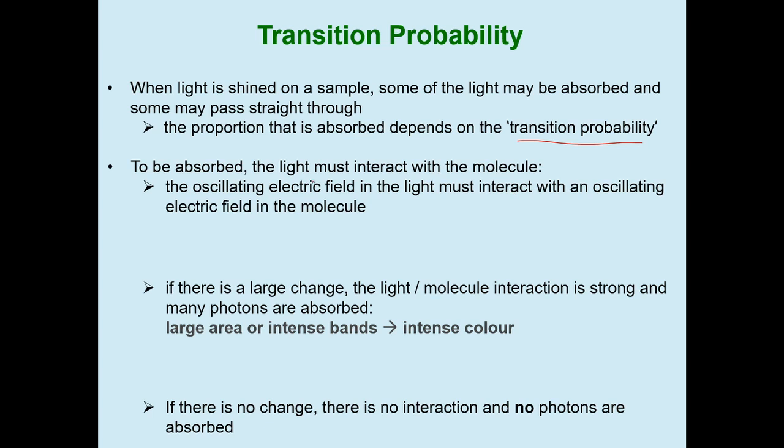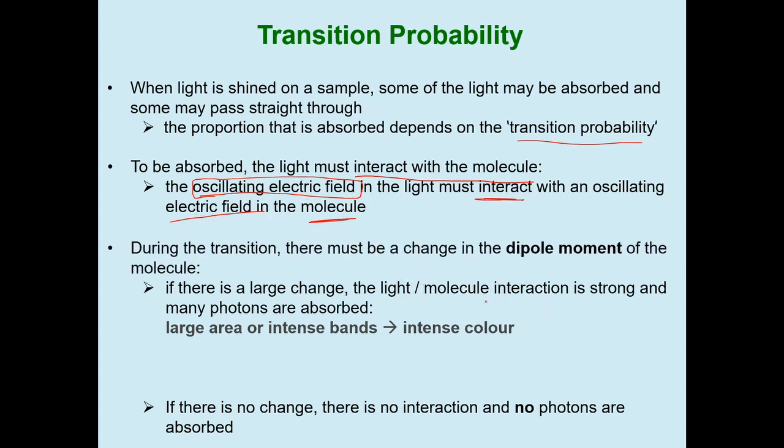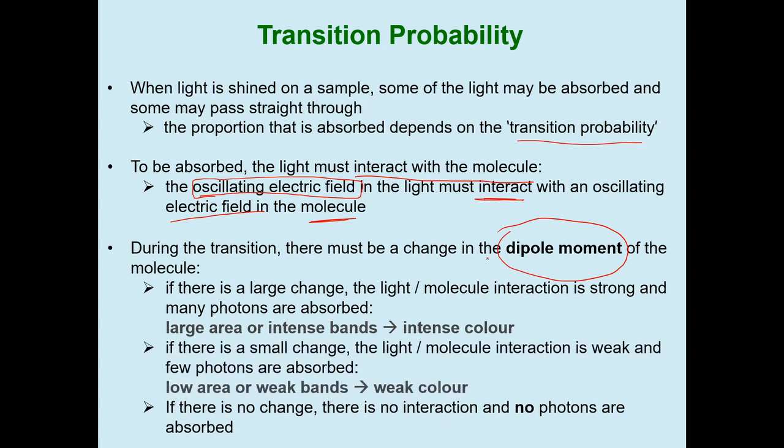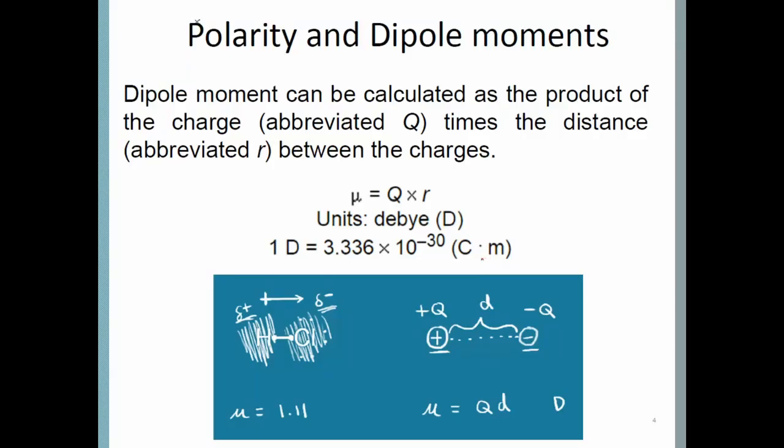For instance, to be absorbed, the light must interact with the molecule, and the oscillating electric field in the light must interact with an oscillating electric field in the molecule. If there is a large change, the light-molecule interaction is strong, as we have seen earlier. And during the transition, there must be a change in the dipole moment. So we'll look into what a dipole moment can contribute, and if there is no change, how it affects the spectra.